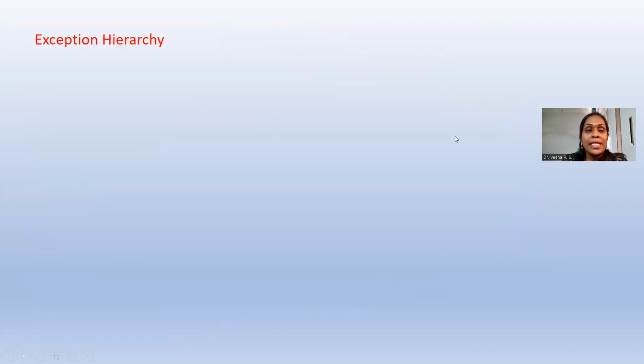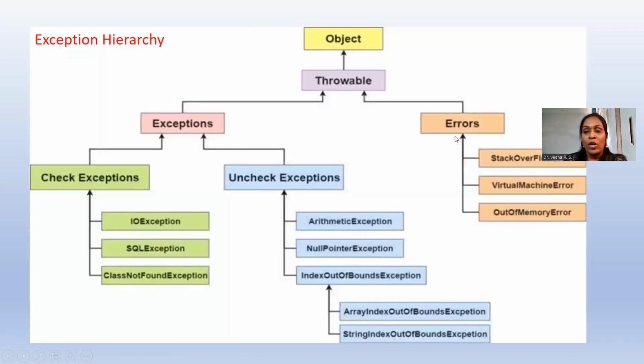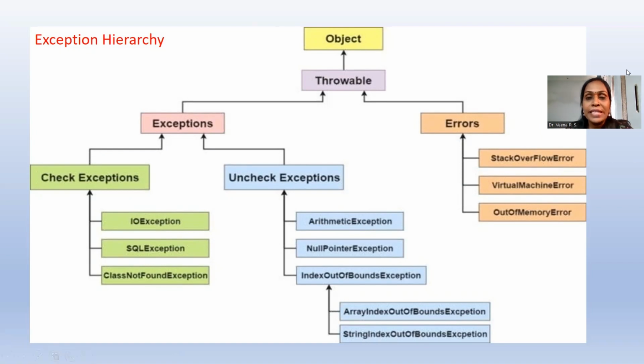So what the exception hierarchy talks about is, on the top of all classes, we know that Object is a class which always acts as the top of the entire hierarchy. In this Object class, there is a subclass called Throwable. So Throwable is a subclass of the Object superclass, and it always throws the errors or exceptions, we say. Throwable has two subclasses. One is Exception and one is Error.